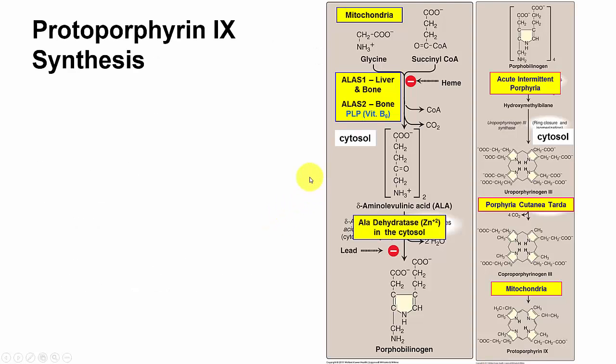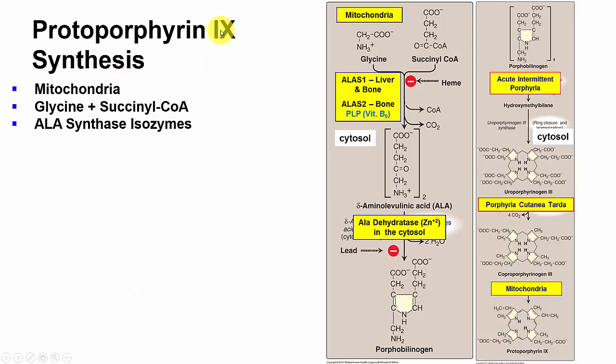Now, protoporphyrin 9 synthesis. It starts out in the mitochondria with glycine, which is a non-essential amino acid. Since something like heme is so important, it's critical that it use non-essential amino acids rather than essential amino acids. It also uses succinyl-CoA, which is a TCA cycle intermediate. There are 2 enzymes that catalyze the very first step to produce delta aminolevulinic acid, or ALA.